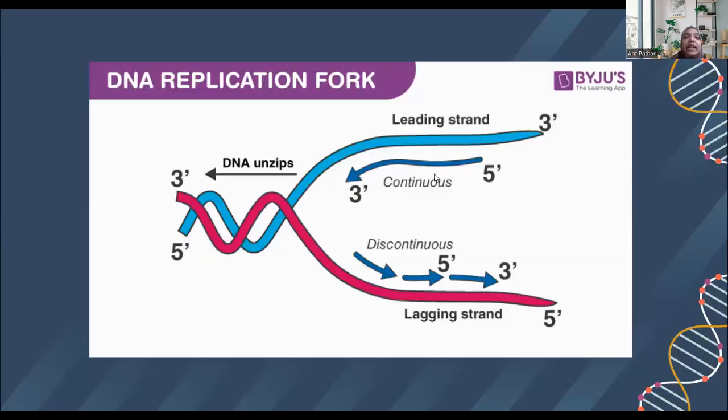Okay, so this will be known as the leading strand, which is made continuously, and this will be known as the lagging strand, which will be made in short fragments. And then afterwards, the short fragments will be joined by an enzyme. Fine.